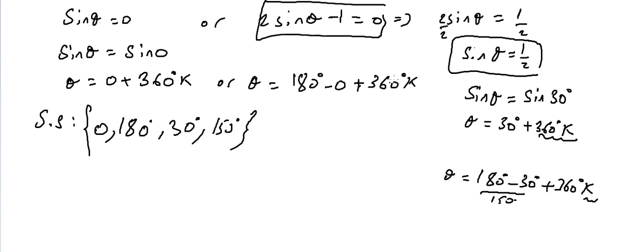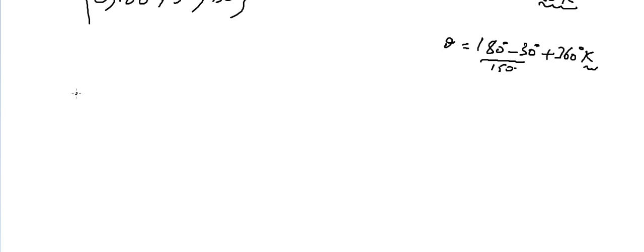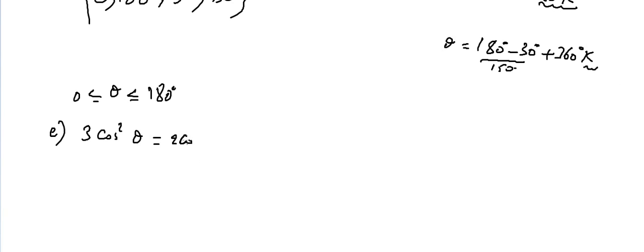Let's see another one. We have the same condition, 0 less than or equal to theta less than or equal to 180 degrees, and we are solving for theta. We have part E. Part E is 3 cosine squared theta equals 2 cosine theta plus 1, right?